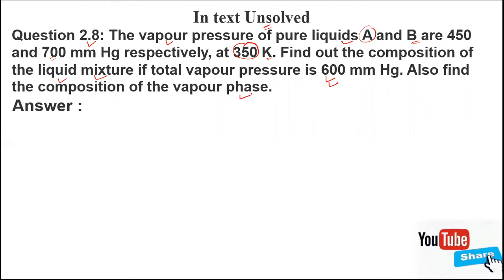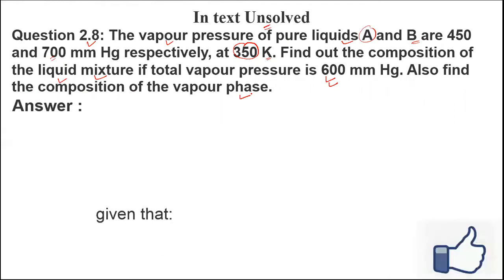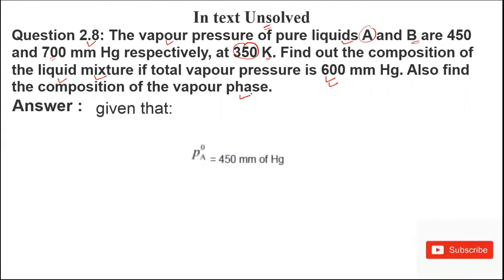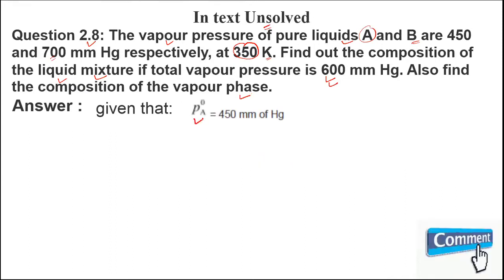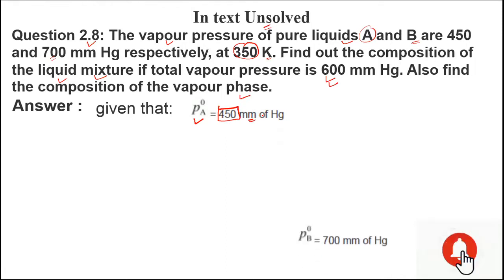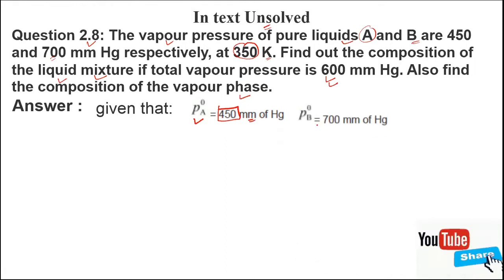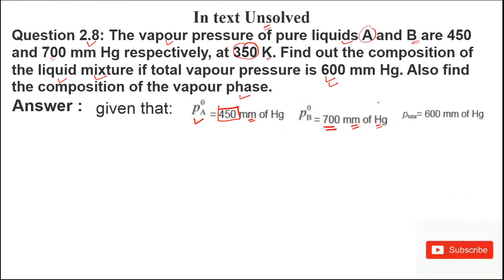Here we solve the question. Given values are P naught A is 450 millimeter of mercury, P naught B is 700 millimeter of mercury, that is given. P total is given, that is 600 millimeter of mercury.